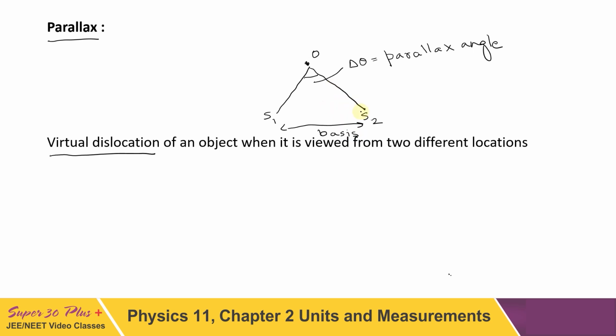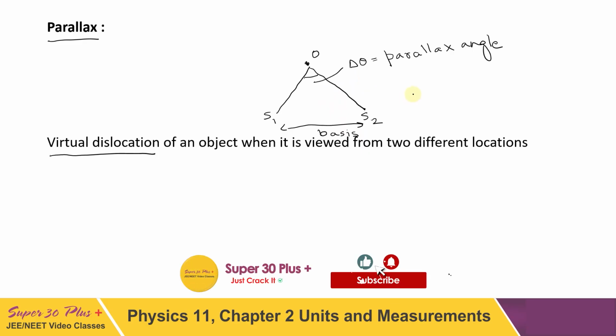If we look at an object which is at infinity, these two lines will be almost parallel. Delta theta will be 0. So if we are looking at an object which is at infinity, we cannot experience this parallax. It is only for the object which is at some definite distance.